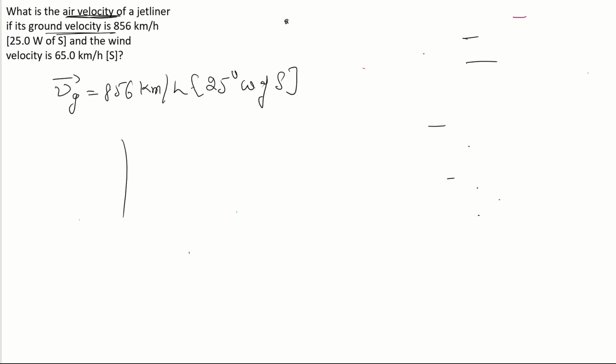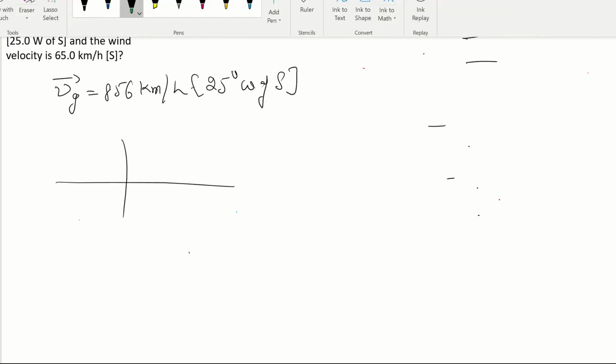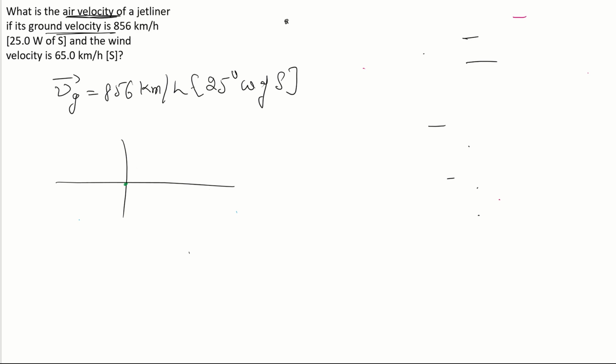What is the air velocity? I want to find the air velocity. The ground velocity, VG, is given to me, which is 856 kilometers per hour, at an angle of 25 degrees west of south. So if I draw this on a navigation system, this is 856, 25 degrees west of south. So this angle is 25 degrees, and I can convert this angle to 65 degrees.